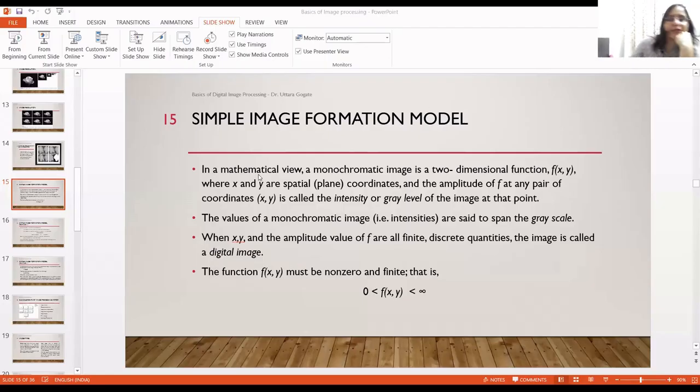So, till the last lecture, we have seen some of the basics of image processing, and now today we are continuing with this same, that is the simple image formation model.